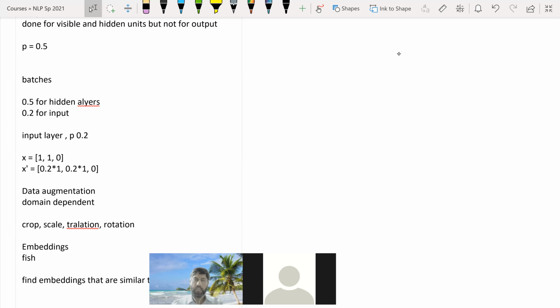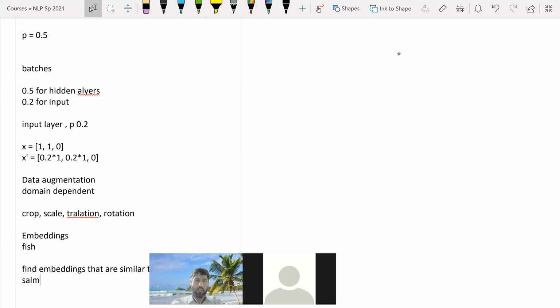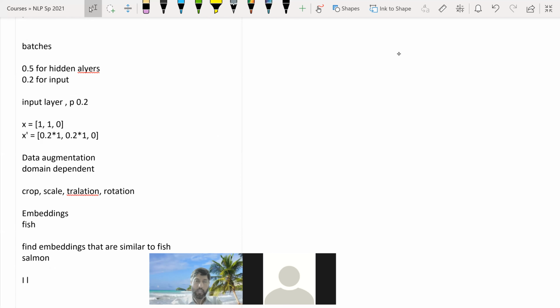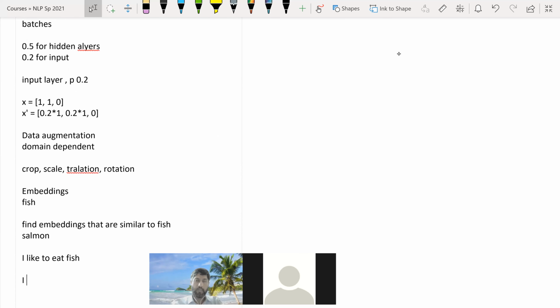So using the embedding representation of fish, you try to find other words that are similar to fish, and then replace fish with those words. For example, maybe you might find salmon, which is another kind of fish, and its embedding is close to fish. Then you replace fish with salmon in a sentence and add that sentence to your data set. For example, I have a sentence, I like to eat fish. So that was one example you had, and you can generate another example, I like to eat salmon.